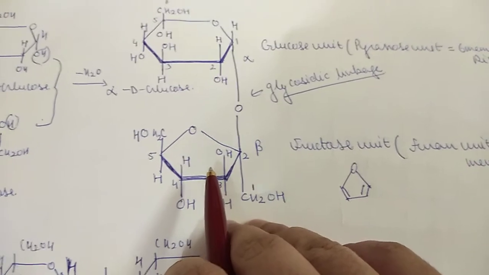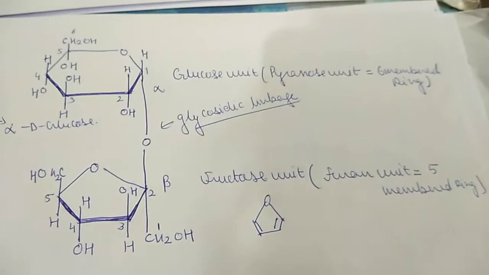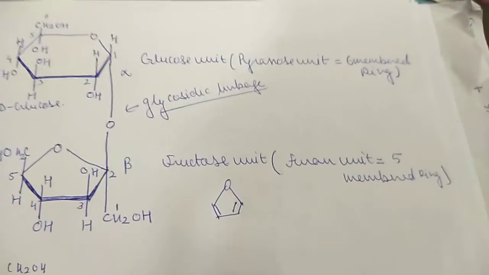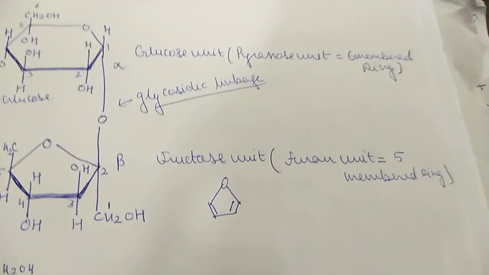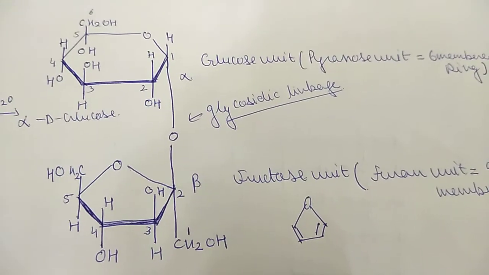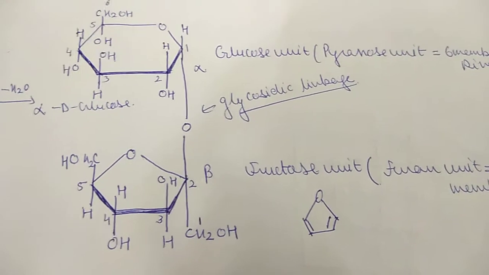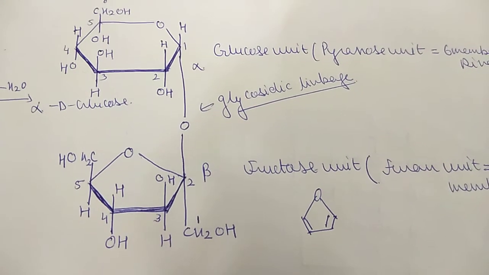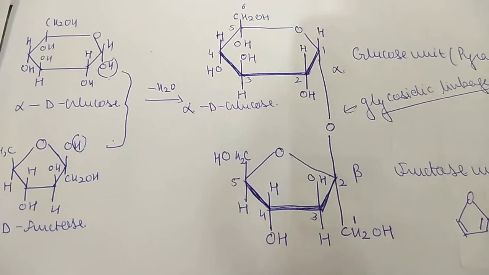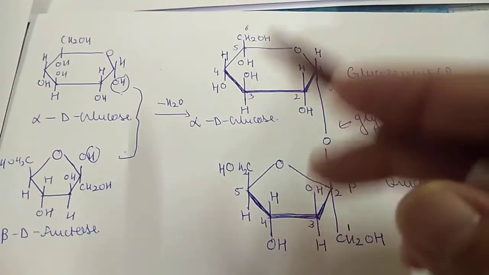The fructose unit is the furanose unit and the glucose unit is the pyranose unit. A pyranose unit is always a 6-membered ring, while this furan unit is always a 5-membered ring. So this is the Haworth projection structure of sucrose, which is formed by a glycosidic linkage.